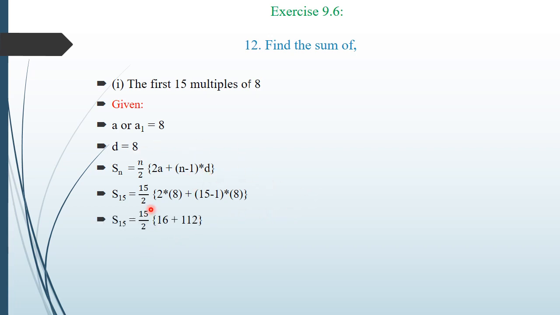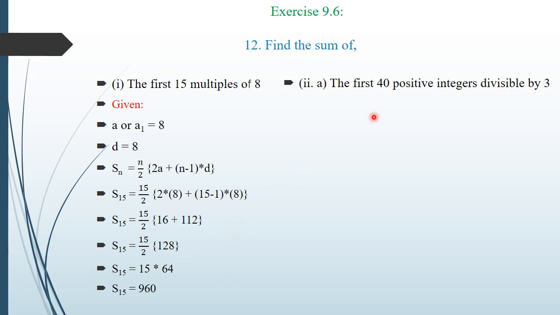Therefore S15 is equal to 15 by 2, 2 into 8 is 16 here, plus 15 minus 1 is 14, 14 into 8 is 112. Therefore 16 plus 112 is equal to 128. 15 by 2 into 128 is equal to S15. Therefore S15 is equal to, I'll cancel out this 128 by 2, I'll get 64. Therefore S15 is equal to 960.